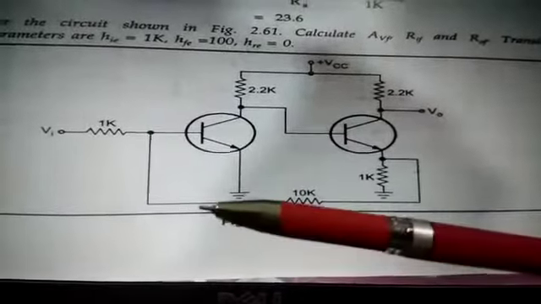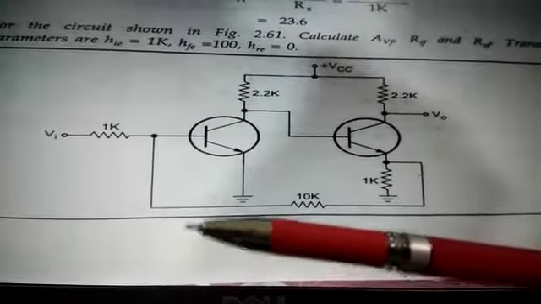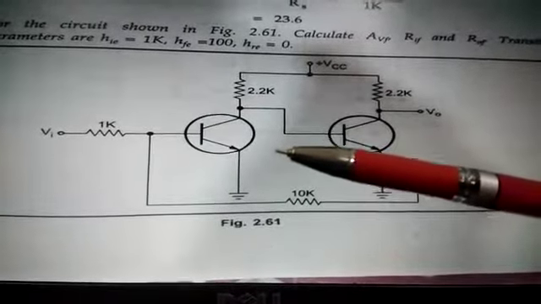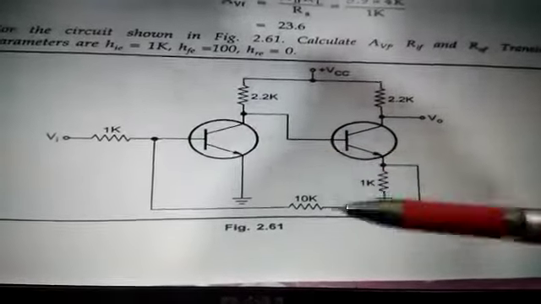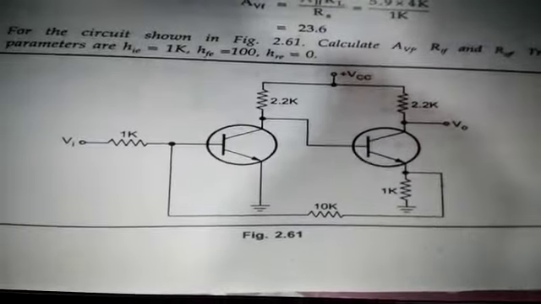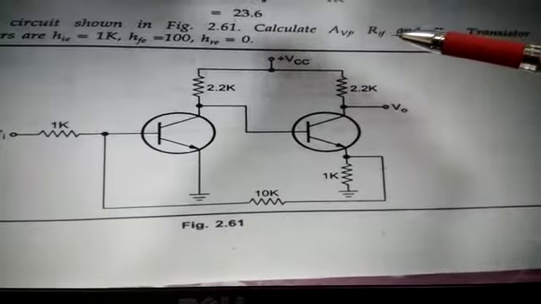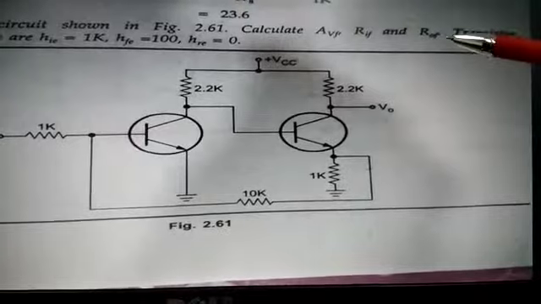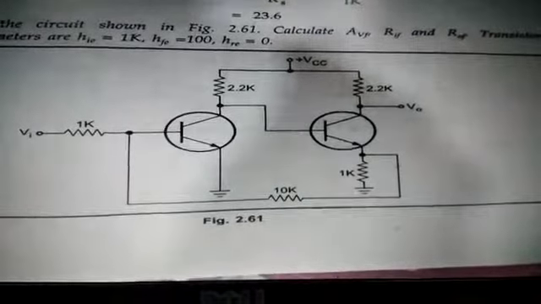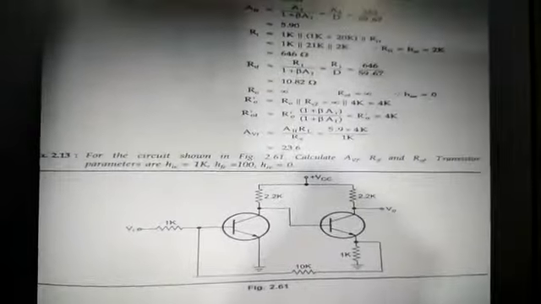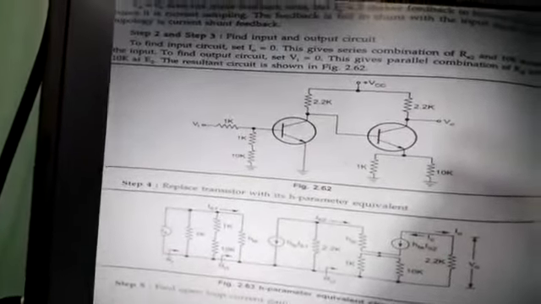So feedback is provided. We have to identify which type of feedback is associated with this circuit, and how we can calculate the overall voltage gain, input impedance with feedback, output impedance with feedback, and voltage gain with feedback. Let us go step by step and see the solution of this circuit. Let us first identify the topology of the feedback. Which type of topology is in this feedback?